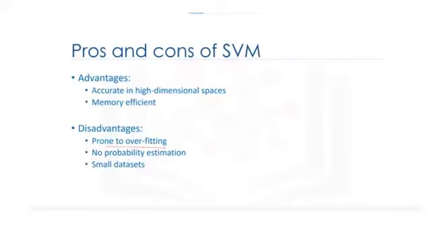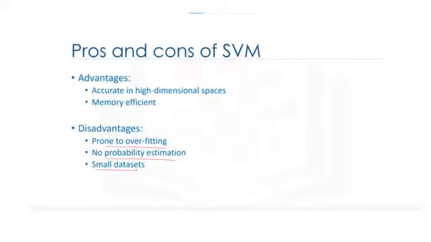Another major disadvantage is that you cannot do probability estimation because it is just linearly separable. It will just tell whether the observation is falling on this side or that side. So it will just classify. Probability estimation cannot be done on this.